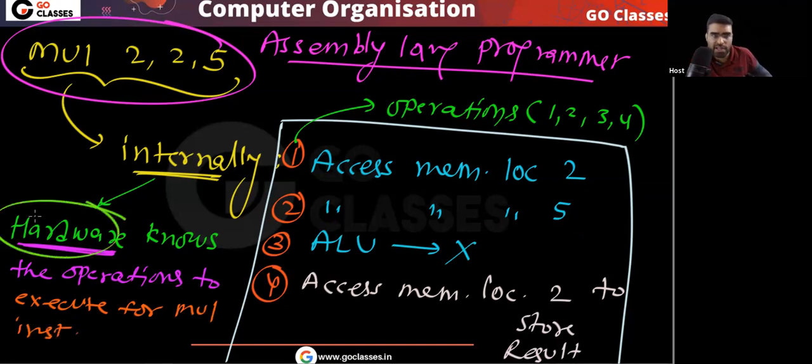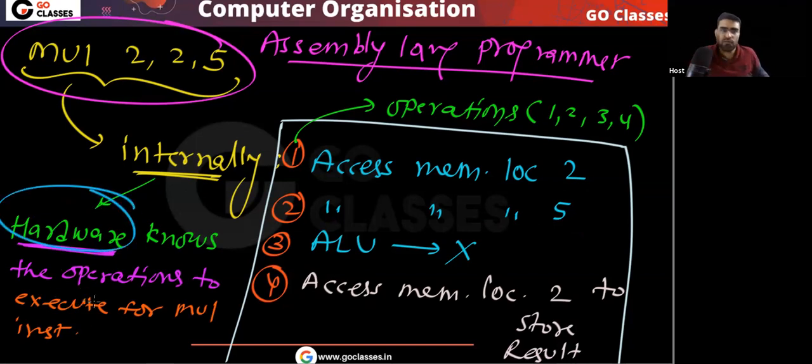So remember, the hardware has to do a lot of work. I hope this point is clear. A lot of responsibility falls on the hardware. The responsibility is not on the programmer, because for the assembly language programmer it is very easy: just write this instruction, and he will be very happy.